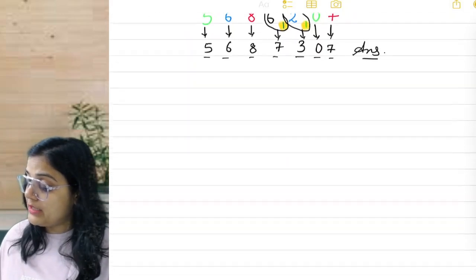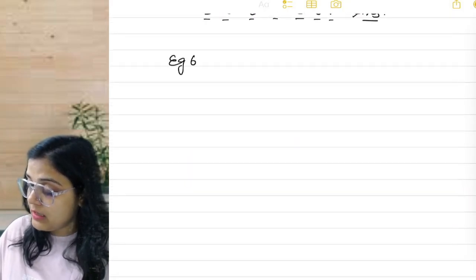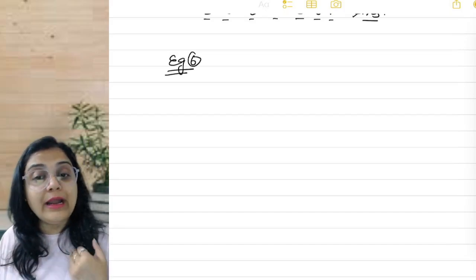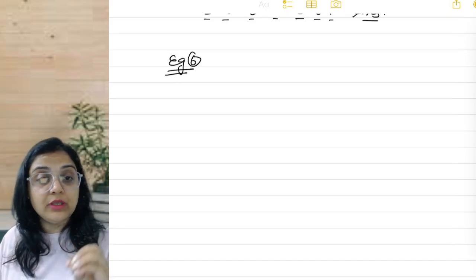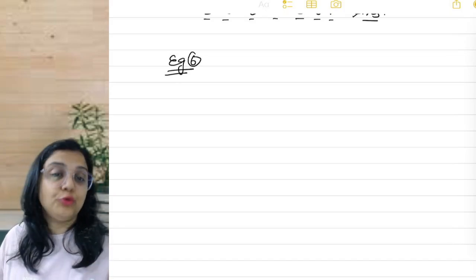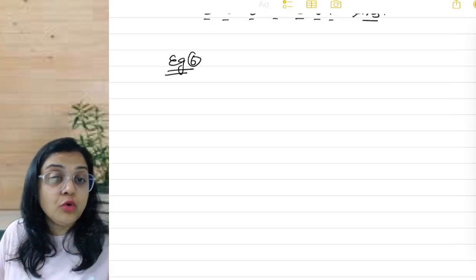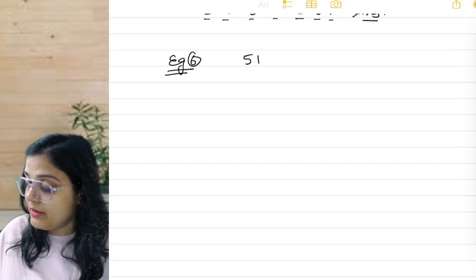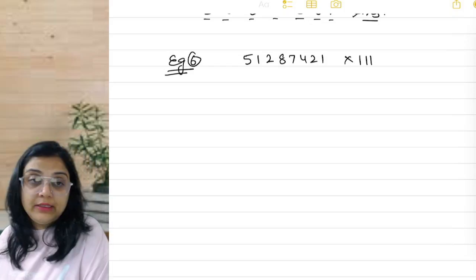Let me do one more example in front of you, but this time I'll not explain how to do the question. This time I'll show you my speed for solving the question. I'll not be very fast. Okay, this is not for showing my speed. This is for showing you how fast you can do it. So suppose I have 5128741 multiplied by 111. How fast can we find the answer of this?